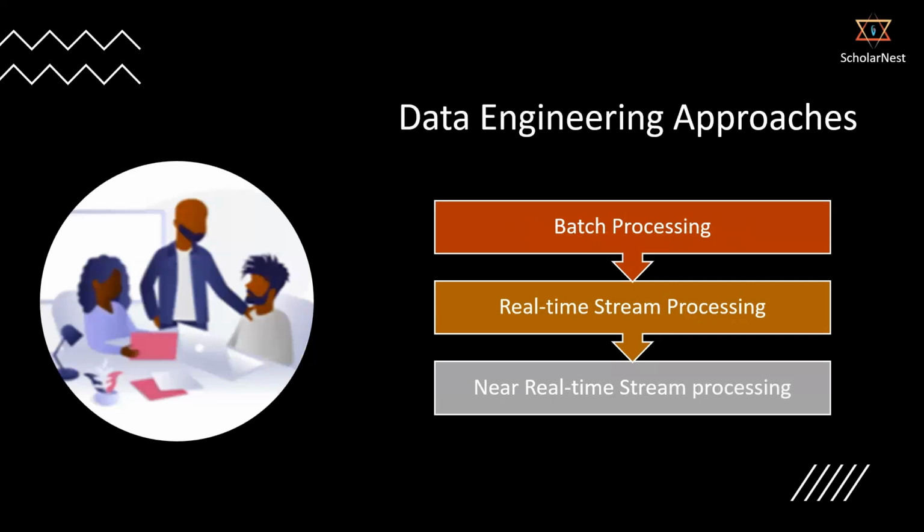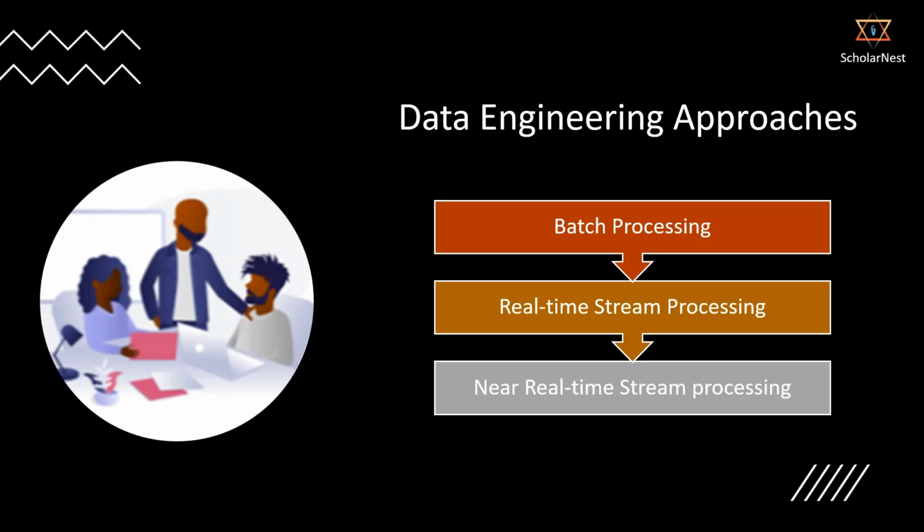So there are three approaches for doing that data engineering activity: either ingestion or transformation or facilitating the consumption. All three can be done using one of the three approaches listed here. The first approach is batch processing. The second approach is known as real-time stream processing. And the third approach is known as near real-time stream processing.